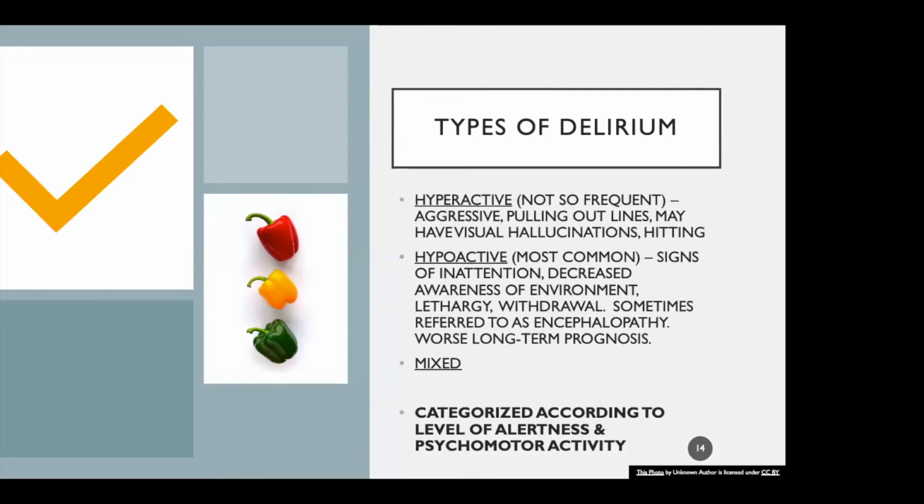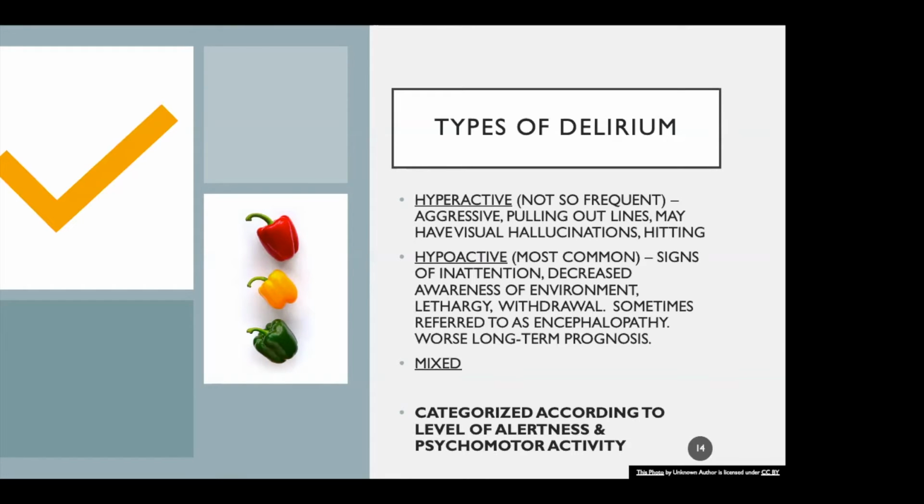So there are 3 types of delirium. One is called hyperactive delirium, which is not so frequent. Actually, here the patient will be very aggressive. They are screaming and yelling. They're pulling out any kind of IV or any other medication lines you have in their arm. They may be having visual hallucinations, maybe hitting, biting. So it's basically, they are very, very active.